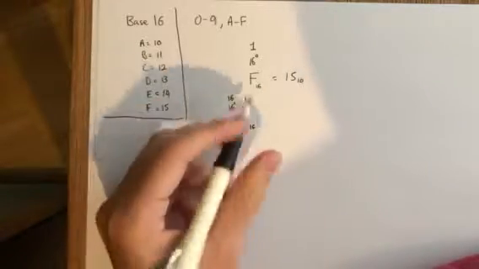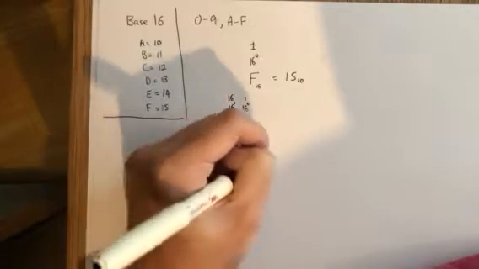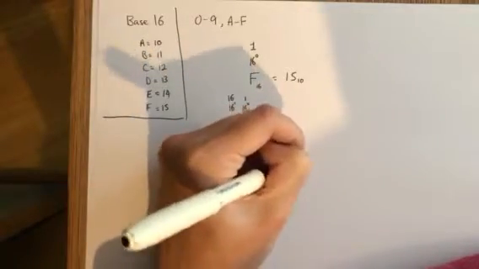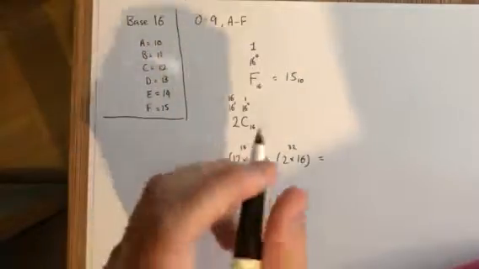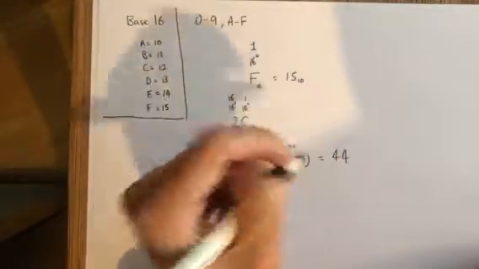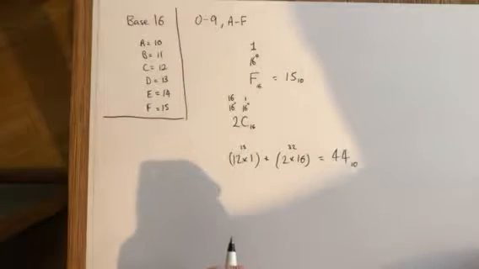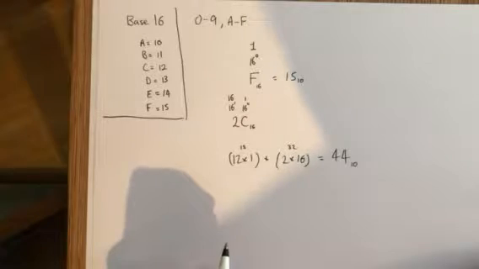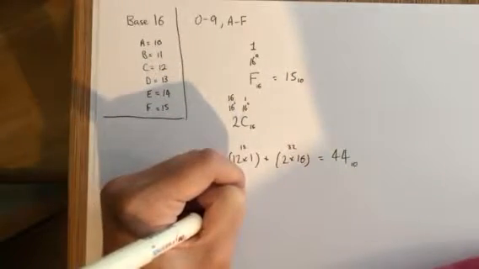So we take C, which is 12, and times it by 1. So we've got 12 times 1, which is 12. And we add it with 2 times 16, which is 32. We add them together, and what do we get? 44. So 2C in hexadecimal is equivalent to the number 44 in decimal.